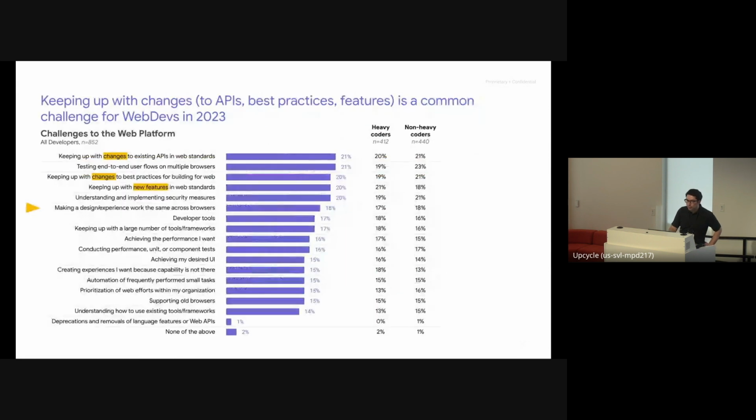And then recently, we've dug a little bit deeper into that. And we've broken down the first one to better understand it, into keeping up with changes to existing APIs, to best practices, and to new features. And now those things make up number one, number three, and number four. And making a design and experience work the same across browsers is still right up there. So we've been hearing about this from developers for a really long time, and it deserves a response.